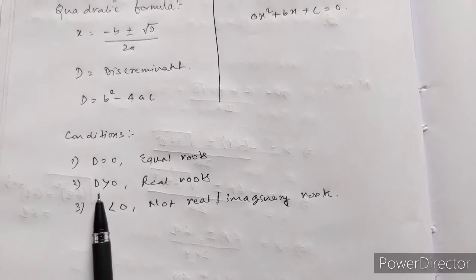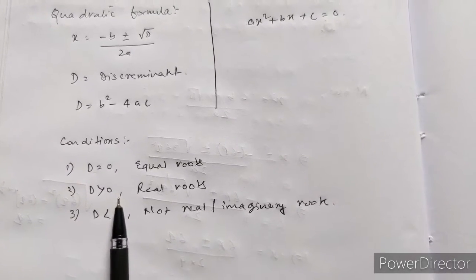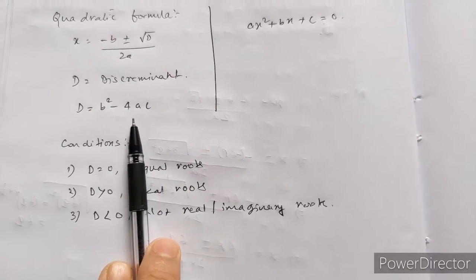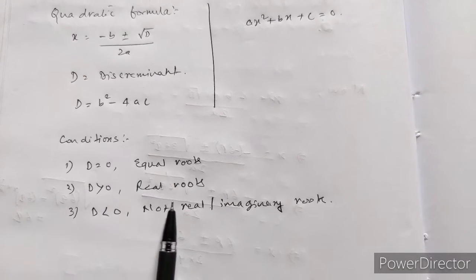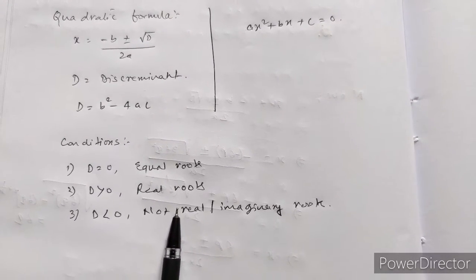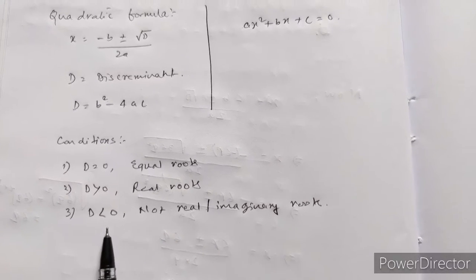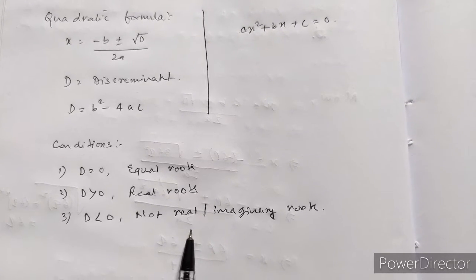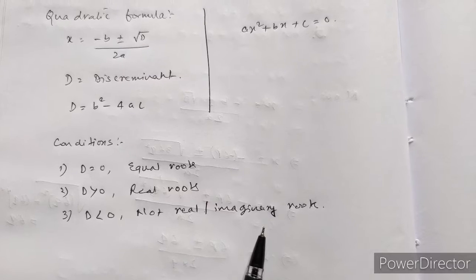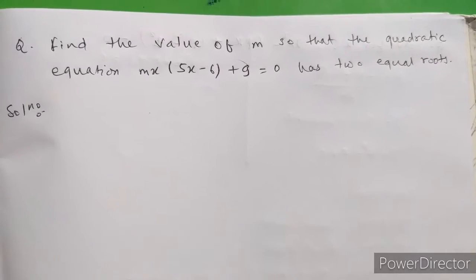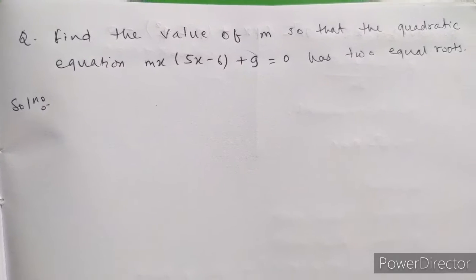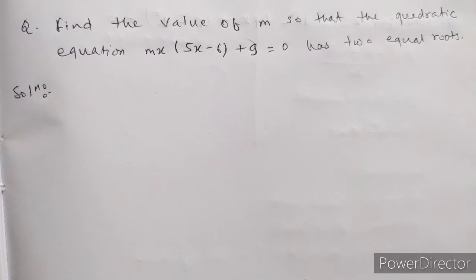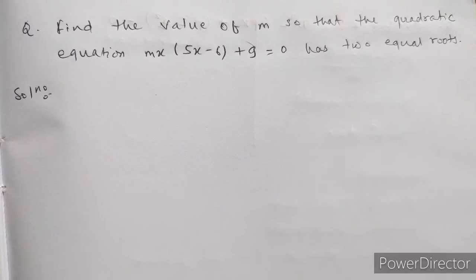The second one is when the value of d is greater than 0, that means after putting the values of a, b, c in this formula, if we get a value greater than 0, then the roots are real roots. And the third one is when the value of d is less than 0, then the roots are not real, or imaginary roots. So this is the question: find the value of m so that the quadratic equation mx(5x minus 6) plus 9 is equal to 0 has two equal roots.